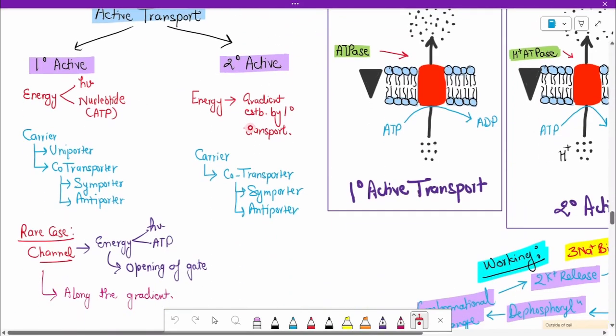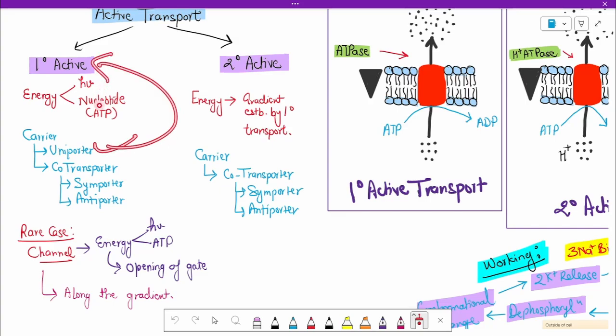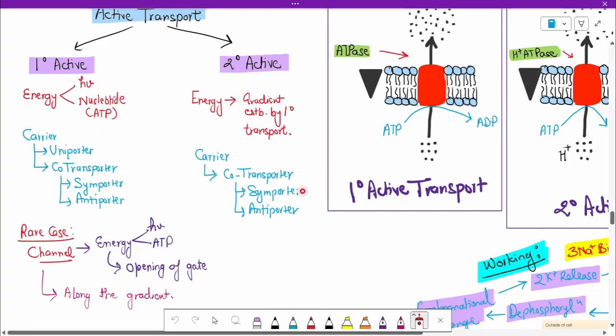Another major difference is that uniporters can only be used in primary active transport. For secondary active transport, we can only use symporters or antiporters, whereas uniporters, symporters and antiporters are all relevant in primary active transport.